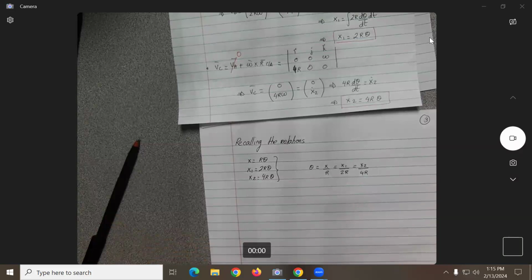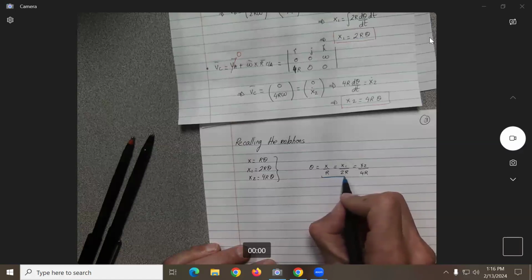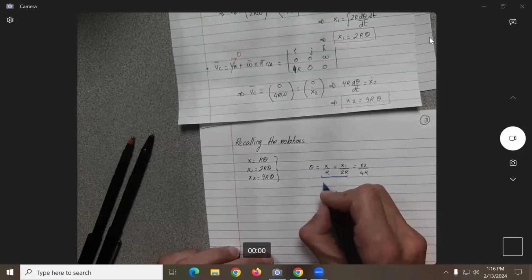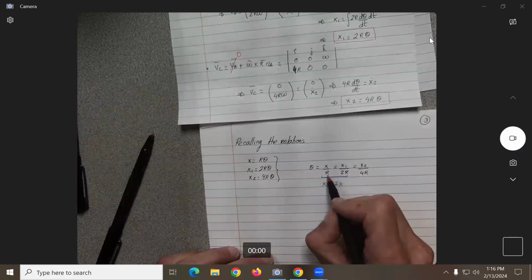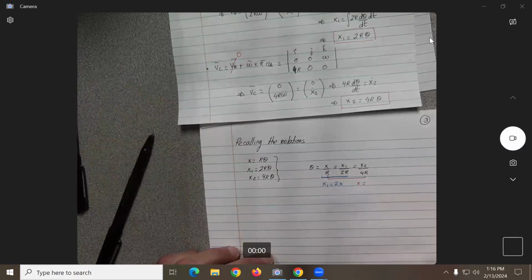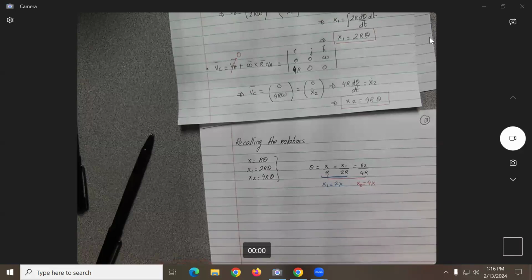Okay, so now what do we need to do? We need to find the relation, let's say, between x1 and x, no? So from this relation, we could say what? x1 would be equal to what? 2x, all right? And then from this one and this one, we could say what? x2 will be equal to what? 4x, no? Okay?